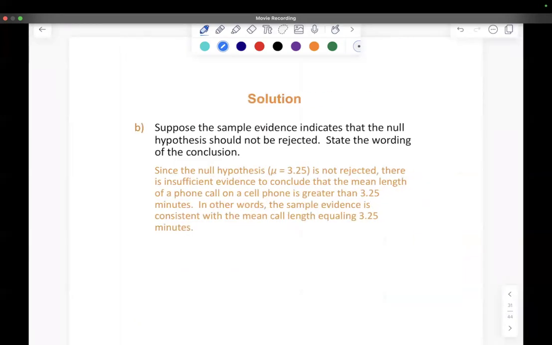Since the null hypothesis is not rejected, there is insufficient evidence to conclude the mean length of a call on a cell phone is greater than 3.25 minutes. In other words, the sample evidence is consistent with the mean call length equaling 3.25 minutes. I will write my way.